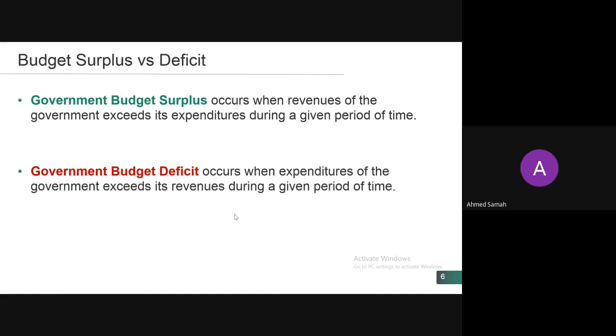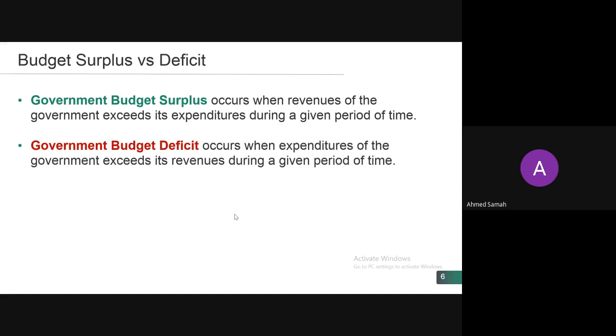Then there is government budget deficit, which occurs when the expenditure of the government exceeds its revenue during a given period of time. This is always the case: government spends more than they actually earn. So our government budget is always in deficit, in the case of Maldives.